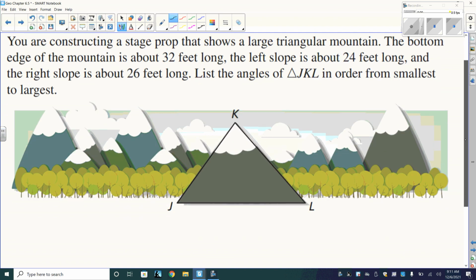So if we look at this first problem, you're constructing a stage prop that shows a large triangular mountain. The bottom edge of the mountain is about 32 feet long. The left slope is about 24 feet. And the right slope is about 26.